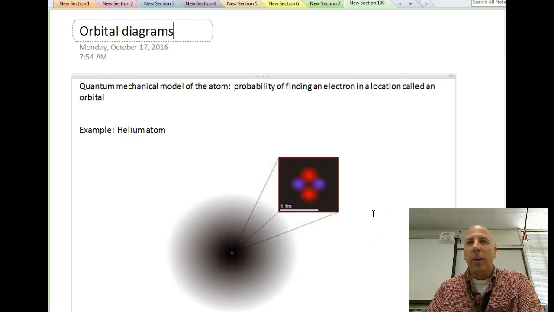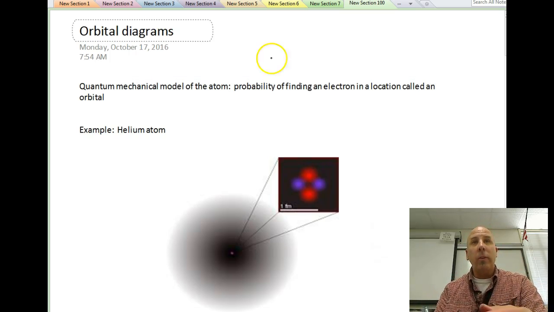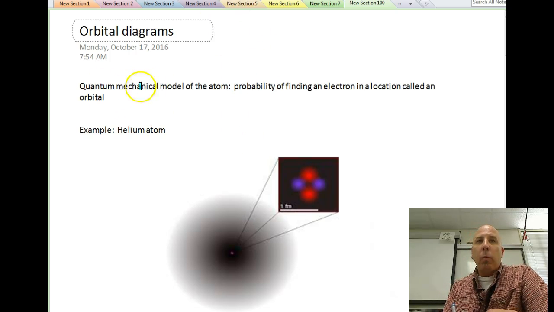How are electrons organized around the nucleus of the atom? That's what today's talk is all about, orbital diagrams. So let's talk first about the organization that we currently think of, how the electron is organized around the atom. And we have what is called the quantum mechanical model of the atom.